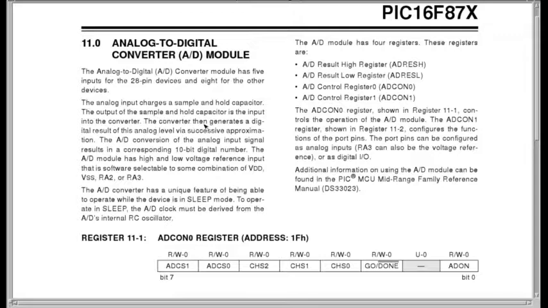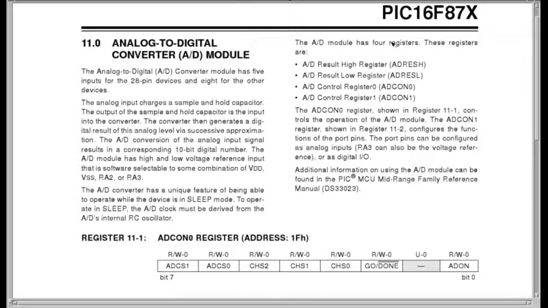The converter generates a 10-bit result via successive approximation. Therefore, it requires a clock. It's got high and low voltage reference inputs, external and internal. We're going to be using the internal VDD and VSS. The AD converter works in sleep mode. That didn't really concern us.